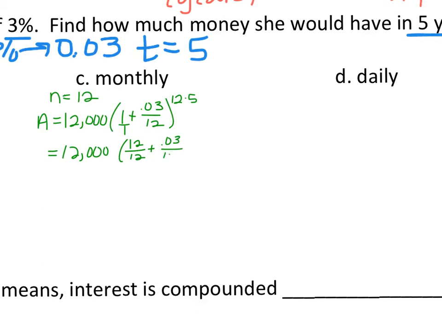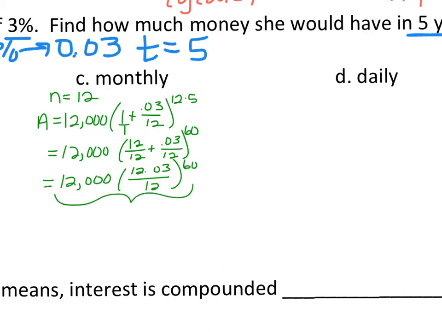So it's a big formula, but it's pretty manageable to work with. And on the outside, the exponent 12 times 5 would give us 60. All right, so we have 12,000 times 12.03 over 12 to the 60th power. All right, please type that in. If you haven't been doing so, try it at least once to make sure you can do this independently. I'll put a squiggly equals there.